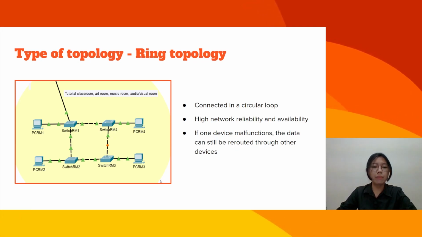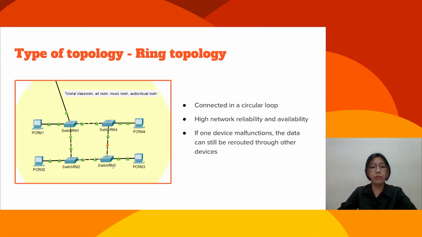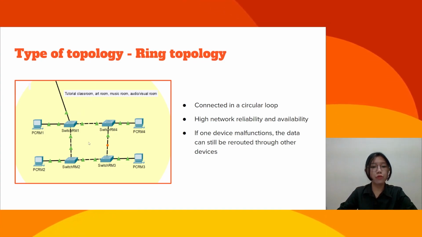For example, PCRM2, which is this device, wants to send a message to PCRM4, which is this device. But unfortunately, the switch RM3 is broken. So how can they still send messages to each other? The message can still pass through switch RM2, which is here, then pass to switch RM1, then pass to switch RM4, and finally PCRM4 can receive the message.